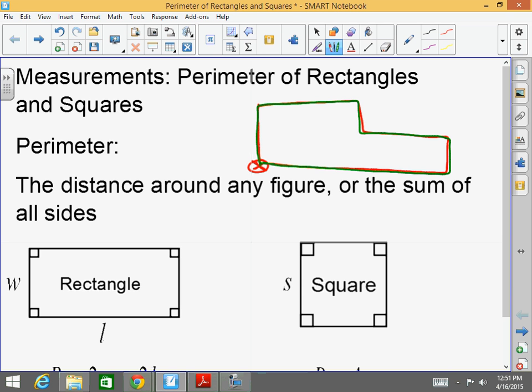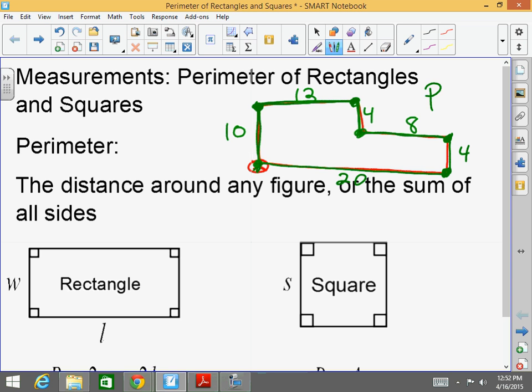So let's say that from here to here is 10. From here to here, let's say, is 13. From here to here, let's say, is 4. From here to here, let's say, is 8. From here to here, let's say, is 4. And from here to here is 20.